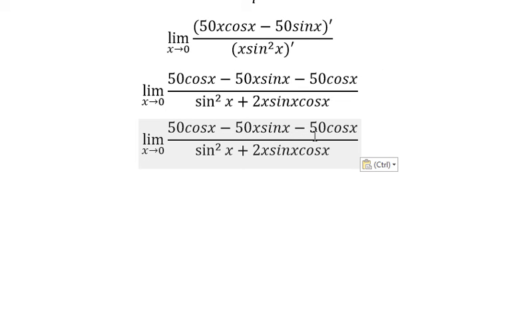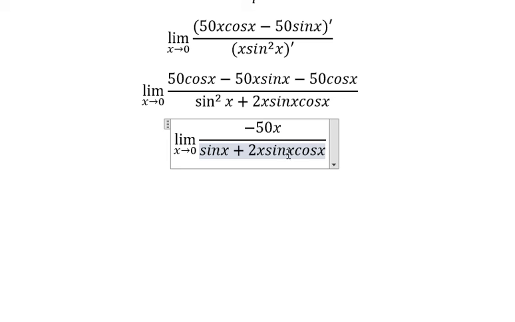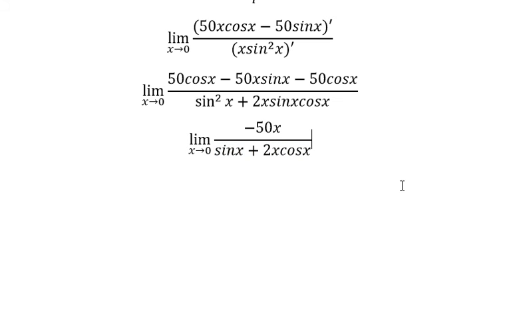50 cosine x minus 50 cosine x, we cancel together. Now we have sine x and sine x, we simplify together. And now if we put the number 0 in here, we still get 0 over 0. So we continue to use L'Hospital's rule.